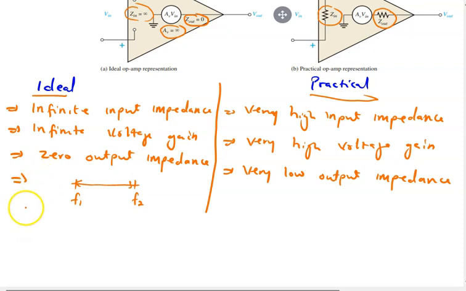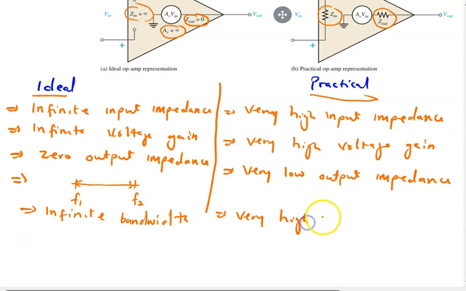Okay, so the ideal op amp has infinite bandwidth. It means that the bandwidth is very, very large. It goes to infinity. So it has an infinite bandwidth, but with the practical one, it has a very high bandwidth.